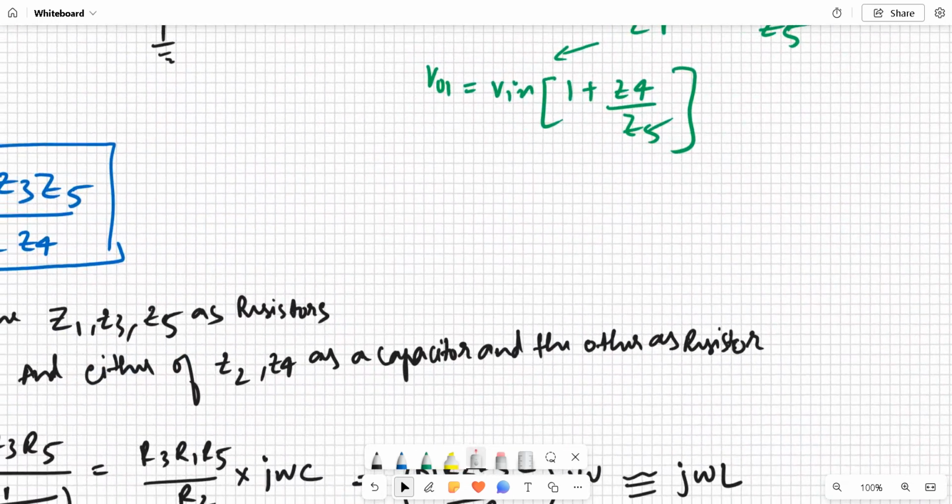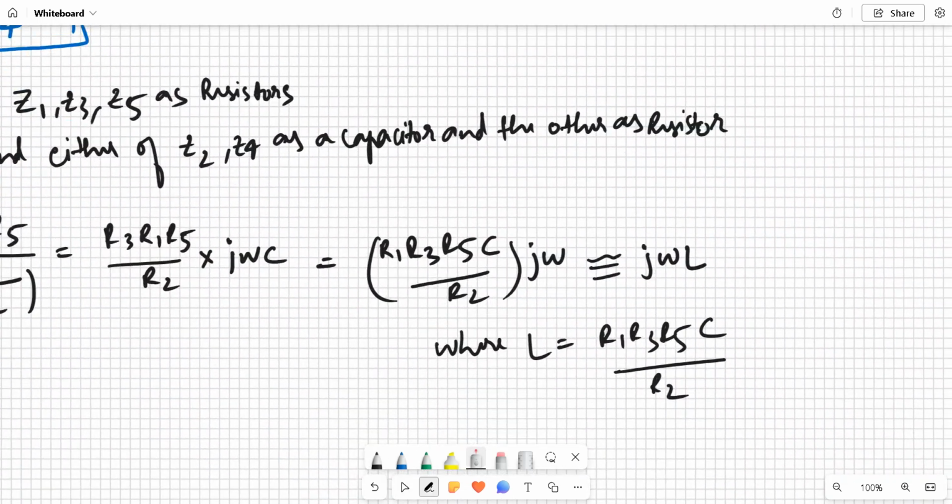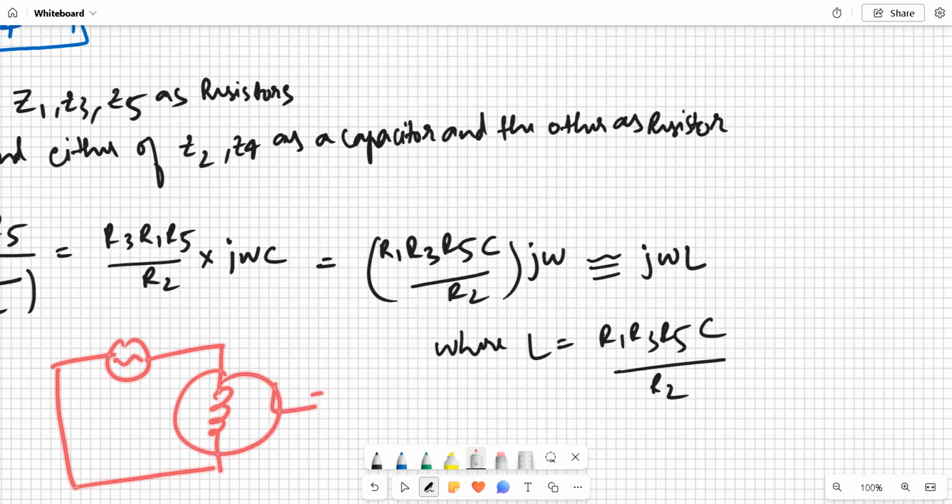So here is the voltage source Vin, and the whole circuit behaves as if there is an inductor of value L, which is R1 R3 R5 C upon R2. So this is the value of the inductor, and the whole circuit behaves like an inductor.